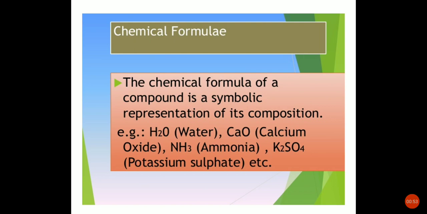So we can go to the examples. First example is water, H2O. It is a symbolic representation of water. CaO, calcium oxide, very symbolic representation. Ammonia, NH3 is the chemical formula. K2SO4, potassium sulfate is the symbolic representation or chemical formula of potassium sulfate. So, very simply, you can represent the chemical formula of a compound, and its composition is also given in the chemical formula.